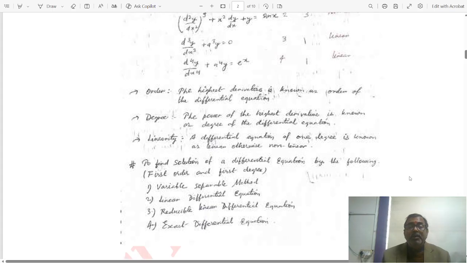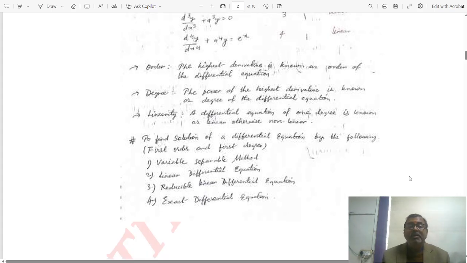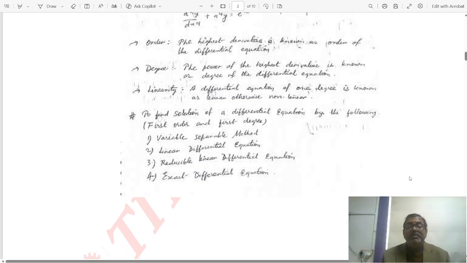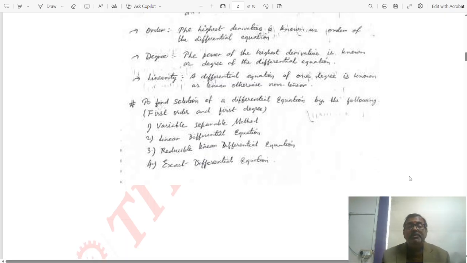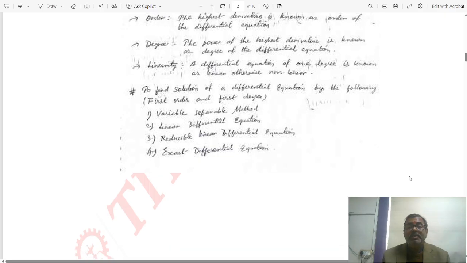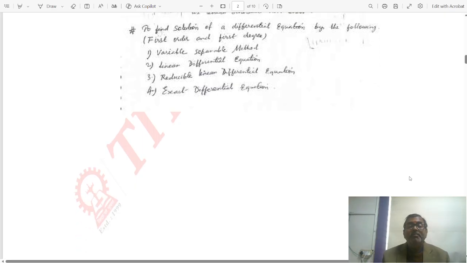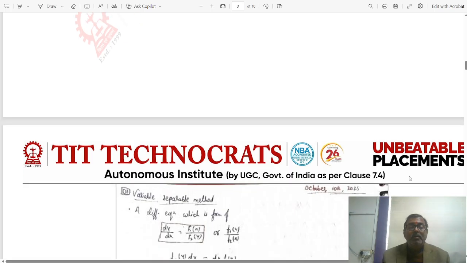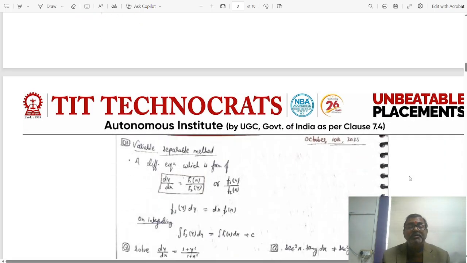Now here we find the solution of a differential equation of first order and first degree by the following methods. First method is the variable separable method. Second is the linear differential equation. Third one is the reducible linear differential equation. And fourth one is the exact differential equation. So first, the variable separation method.